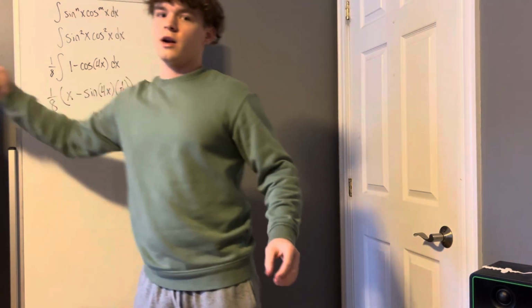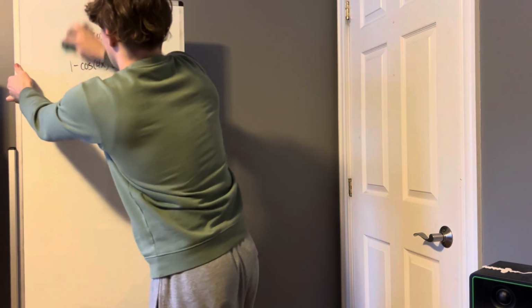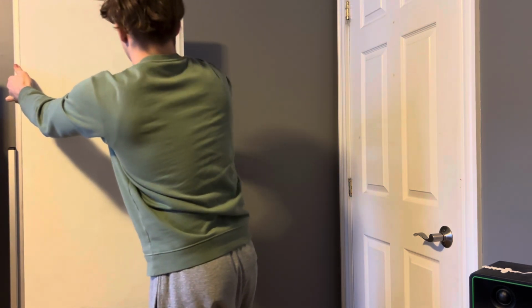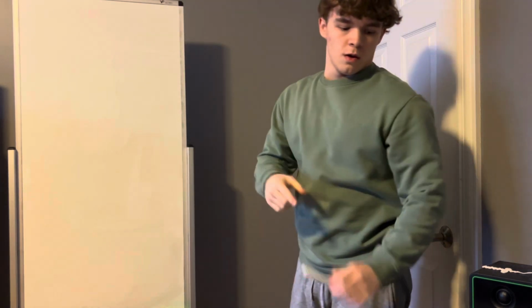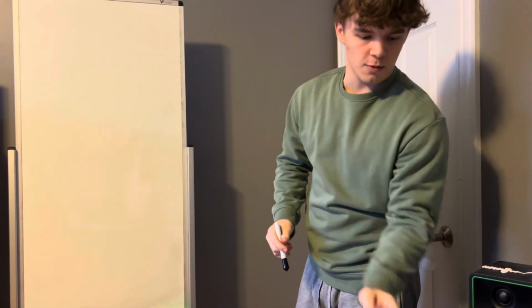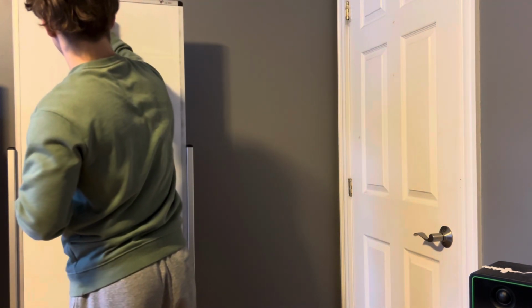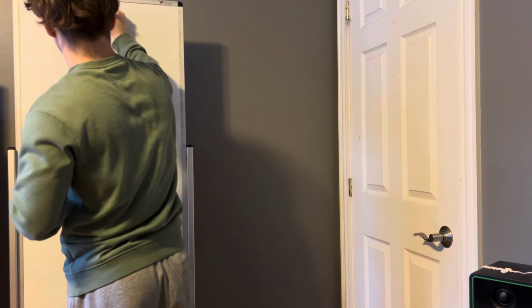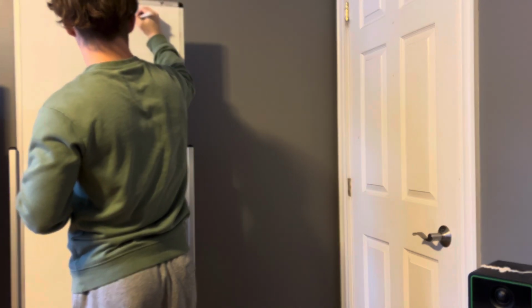So that's our sine and cos integrals. Now let's talk about one other type of trig integral that we can have. And this is an interesting one, and we will come up with a very interesting result. Let's say we have the integral of tan to the n of x times secant to the m of x dx.